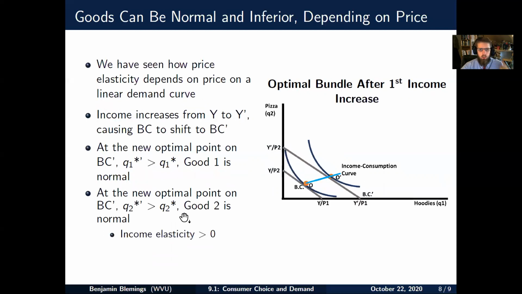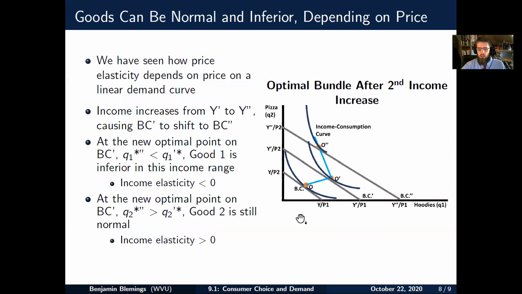Let's say that we've got our original point O here again, like we've seen, and our income shifts out to Y prime because we're making more money for some reason. With this shift out in Y, we've bought more of good 1 and more of good 2, because O prime is both higher and more to the right of O. And so in the range of Y to Y prime, both goods are normal. Both of their income elasticities are greater than 0.